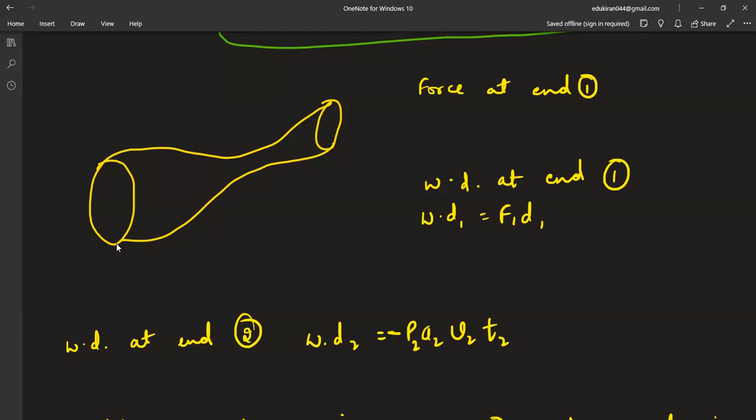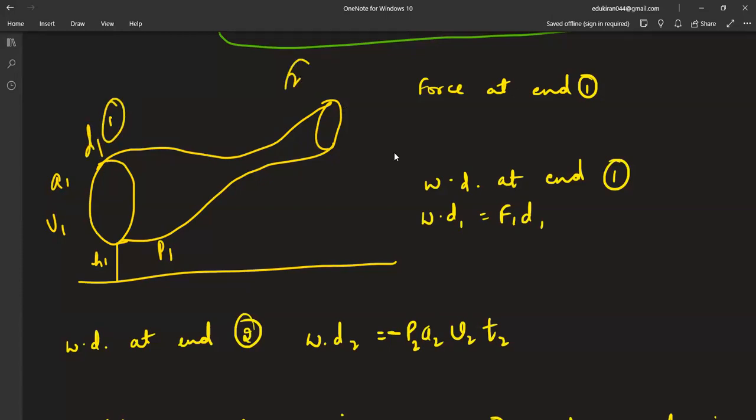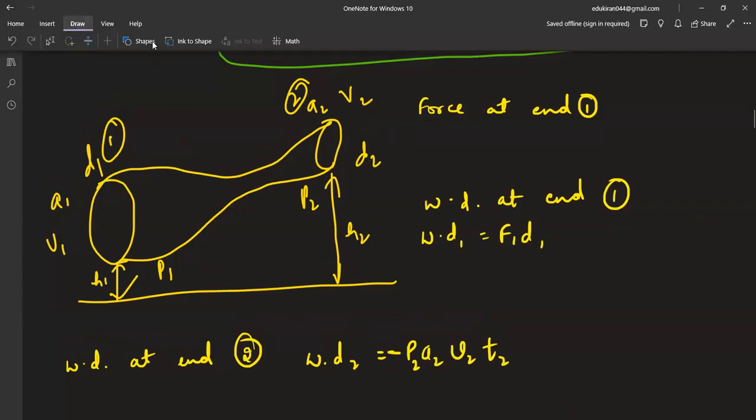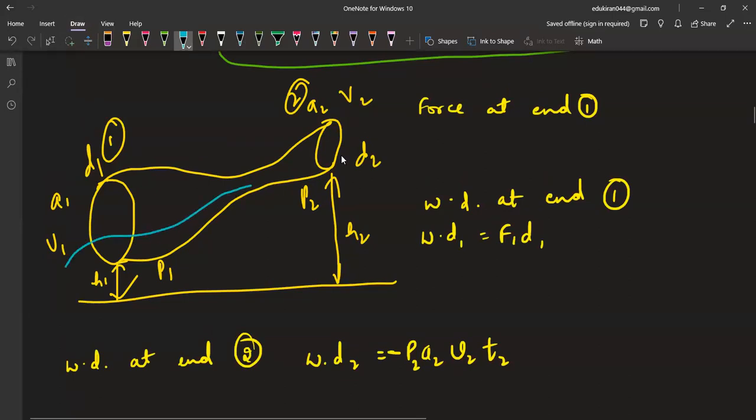Like this. All right. Now see, area here is A1, velocity is V1. Let's say this is the ground level. Height is H1, pressure here is P1, this is one end, and diameter is D1. This is the second end. Here everything is different. Height is H2, pressure is P2, diameter is D2, area is A2, velocity is V2. Now see, fluid will start moving from here.